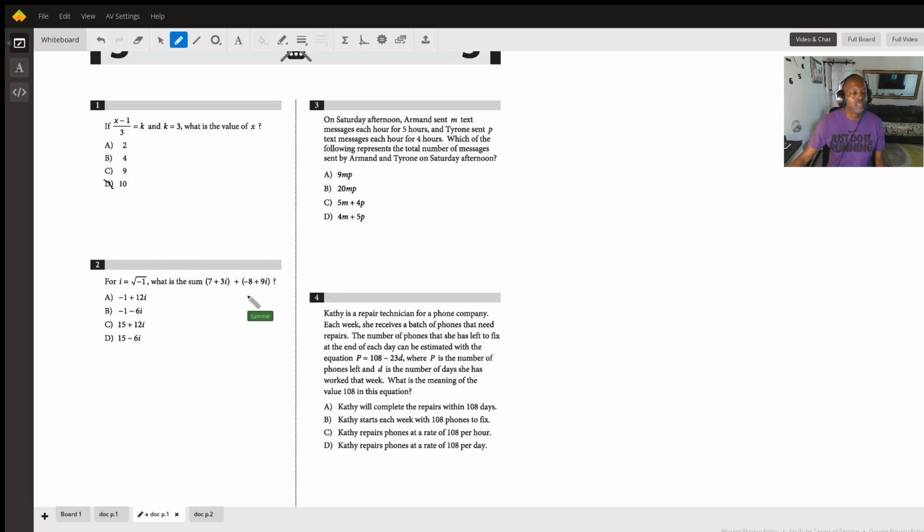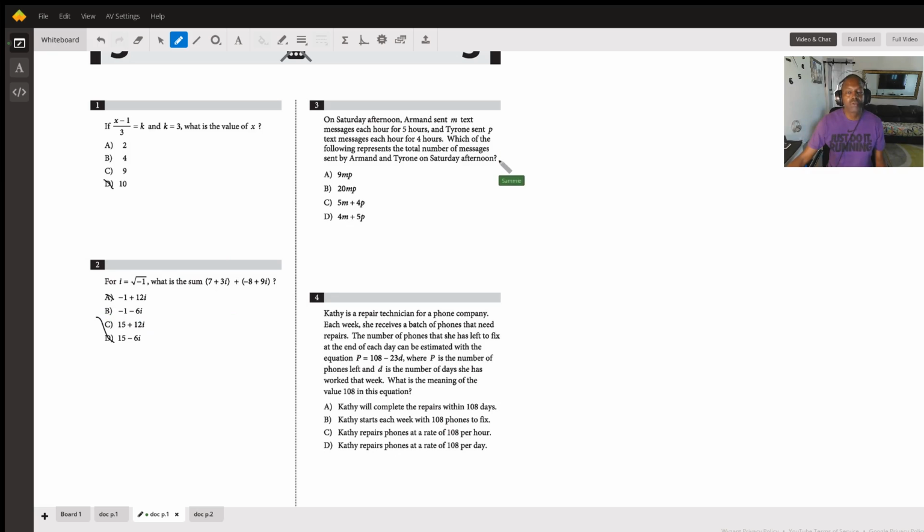Here, combine like terms. I'm going to ignore the fact that they're saying all this stuff. I'm just going to combine like terms. 7 minus 8 is -1. That excludes those two. 3 plus 9 is 12, has to be A.